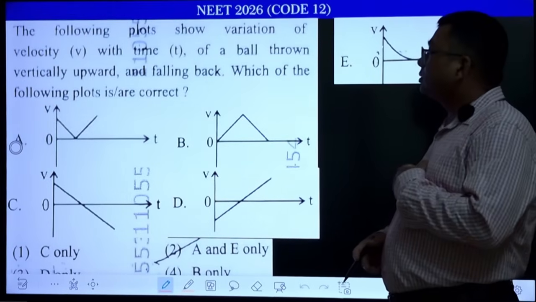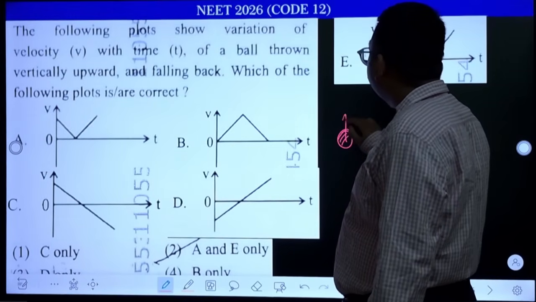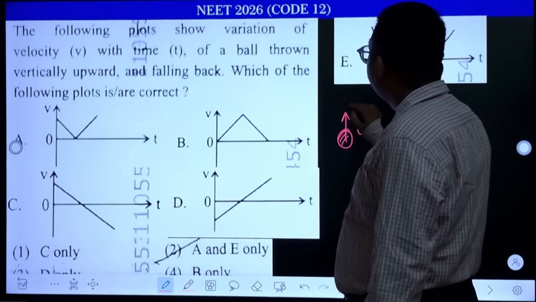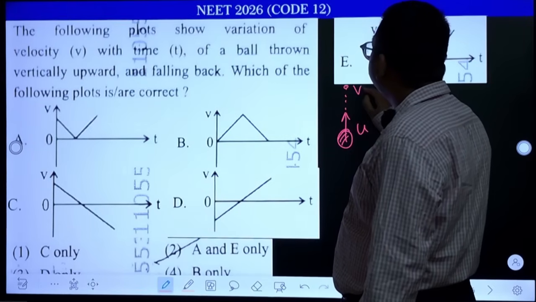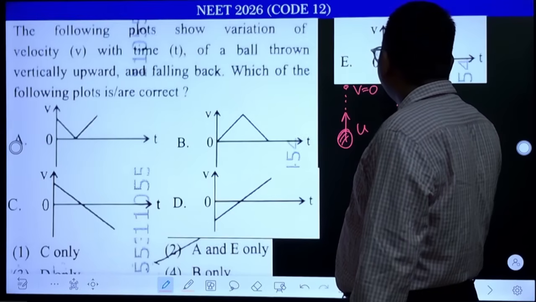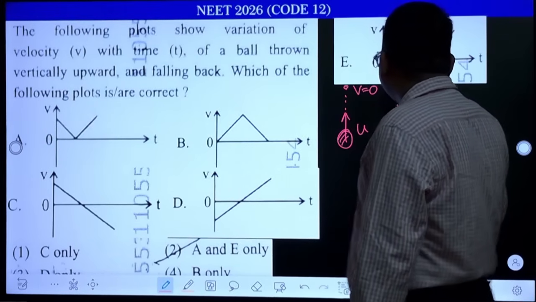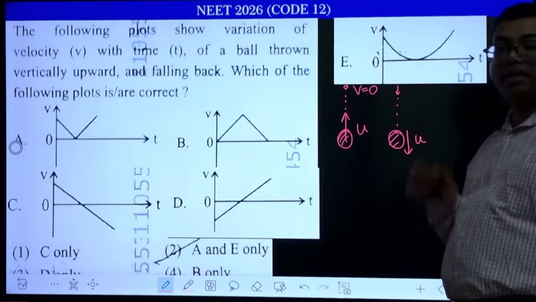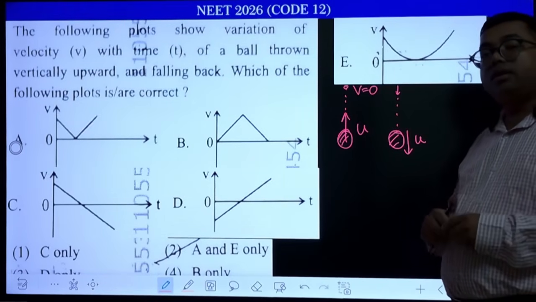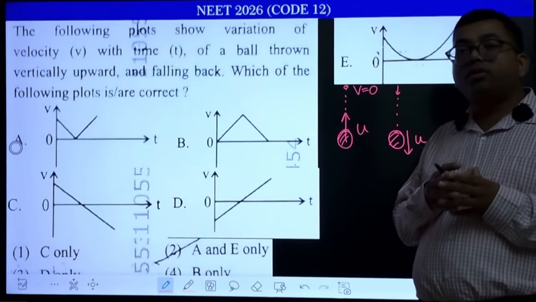Okay, so suppose I throw this body upward with some velocity, let us say u. You know that somewhere its velocity will become 0. After that it is going to return back, and when it returns to the ground it will have the same velocity u, right? But the direction is different, right? While going up it is upward and then downward. So at one point its velocity definitely becomes 0, right?